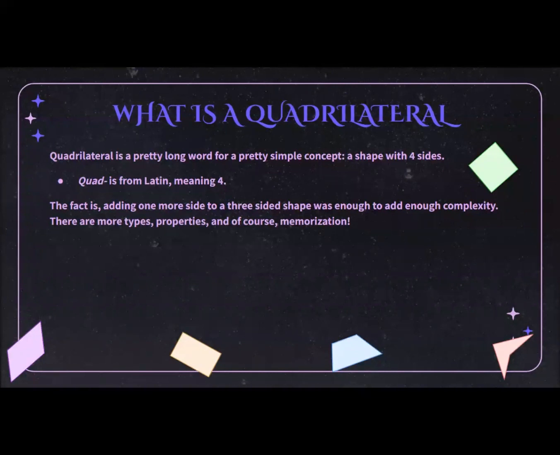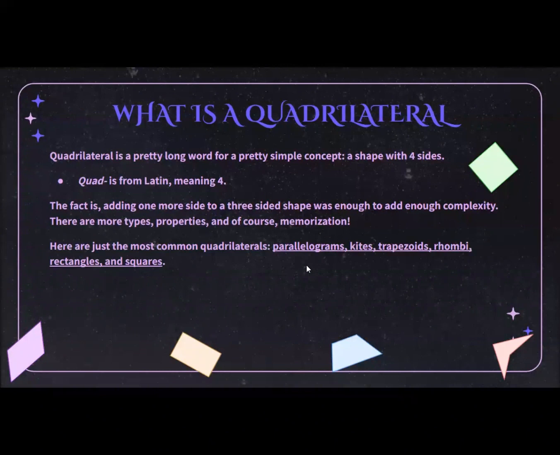You might think that adding one side to a three-sided shape is very easy, so it's not that important, but it adds enough complexity that we're having new slides and, of course, memorization. Triangles, quadrilaterals, and circles, which we're going to do next week, are some of the most fundamental shapes of all time. So you should probably know these, and there are going to be so many types, properties, and memorization. Just keep an eye out for that.